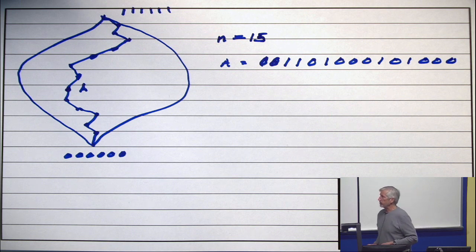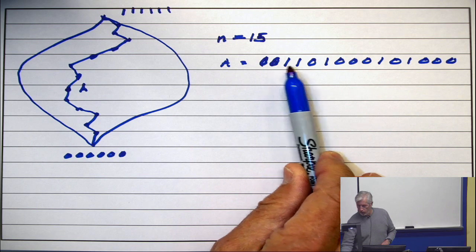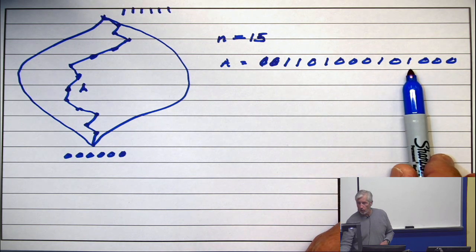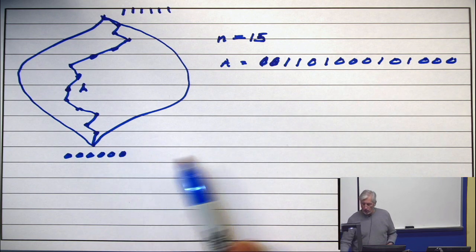To make sure that we're on the same page, is the element 8 in A? Yes or no? No. Does everybody see that? 1, 2, 3, 4, 5, 6, 7, 8. That bit is a 0. So element 8 is not in this set. 8 isn't, 9 isn't, but 10 is. And so is 12. Are you with me? This is lecture 2 in this course. Bit strings and sets.